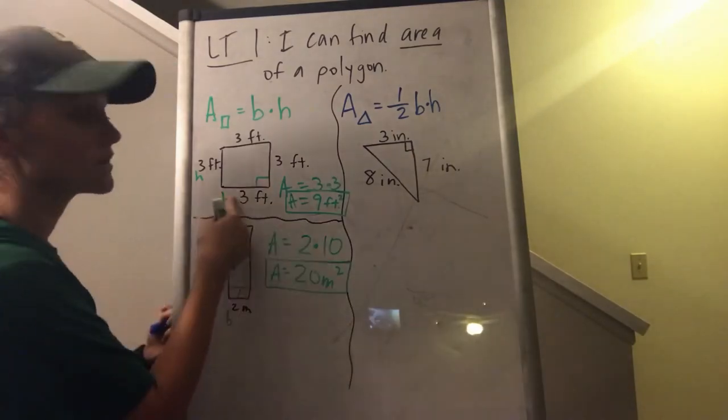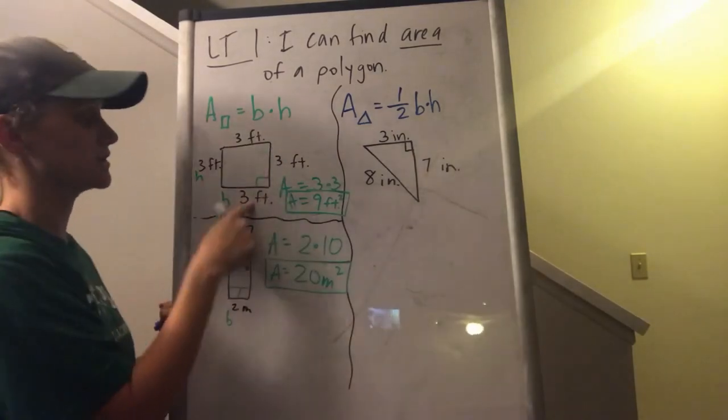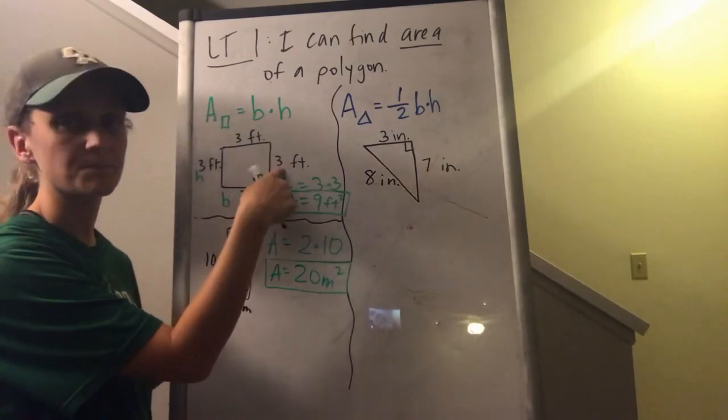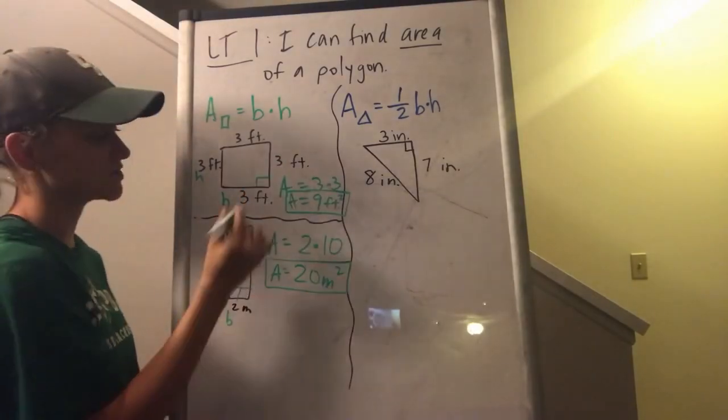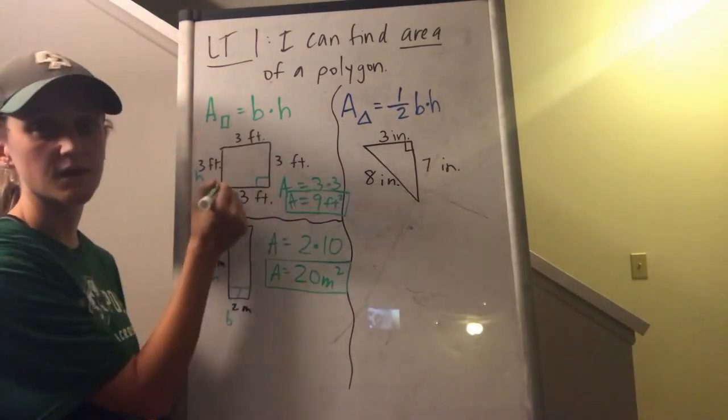You notice how here, even though there's 4 sides, I didn't do 3 times 3 times 3 times 3. It's still just base times height. So I'm still just multiplying the base times the height.